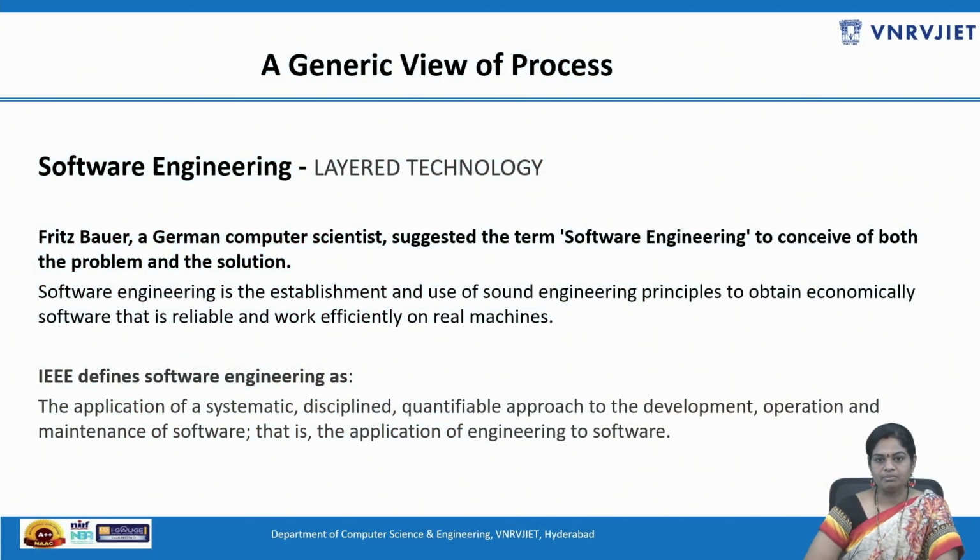There are a lot of definitions proposed for software engineering by many authors, but as per our course, we are going to see the definition proposed by Fritz Bauer. Software engineering is the establishment and use of sound engineering principles in order to obtain economically software that is reliable and works efficiently on real machines. One more comprehensive definition by IEEE for reference is the application of a systematic, disciplined, quantifiable approach to the development, operation and maintenance of software. Simply, the application of engineering to software.